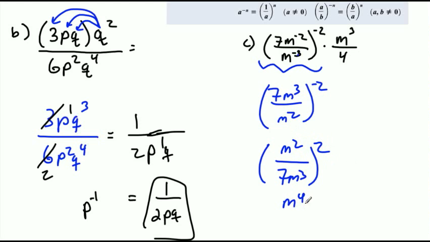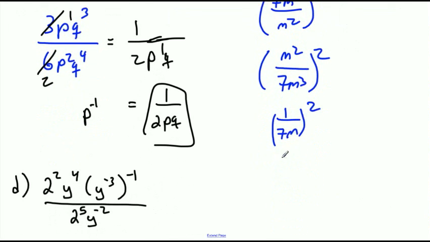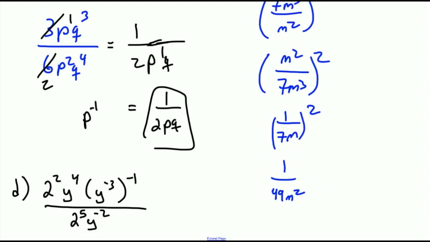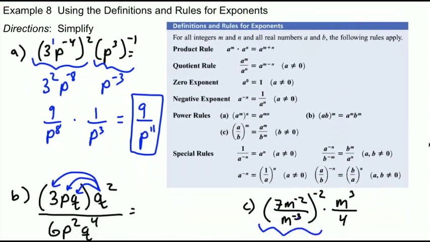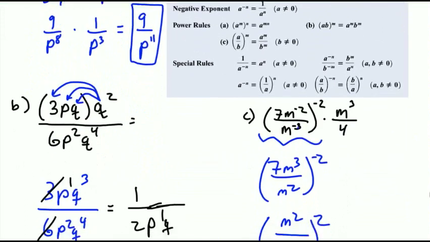So I have m to the power 4. You know what? Let's actually do this. Let's just simplify m squared over 7m cubed, which is just 1 over 7m, squared. And then now we square the 1, I get 1. Square the 7, I get 14. I'm sorry, 49. Not 14, 49. And the m squared is m squared. So 1 over 49 m squared is the most simplified version of this guy. And now I'm going to, oh, watch out. And now I'm going to multiply that by m cubed over 4. All right.